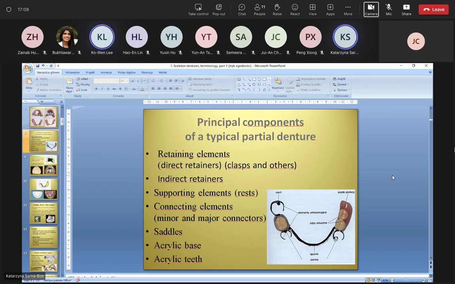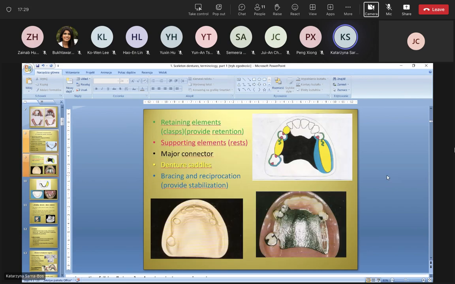So, once again, principal components of a typical partial denture. These are the retaining elements, indirect retainers, supporting elements, connecting elements, saddles, acrylic base, and acrylic teeth. Next slide. Yes, it's number 9. So here you have an example of the upper skeletal denture.